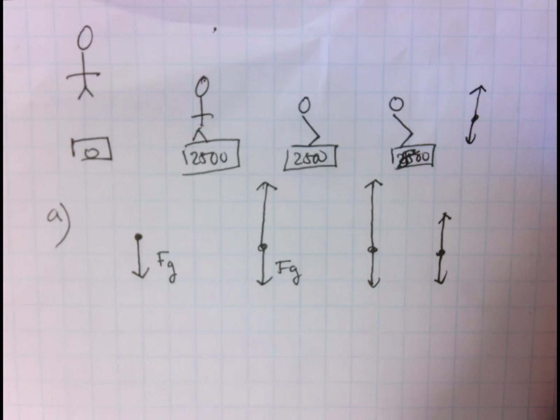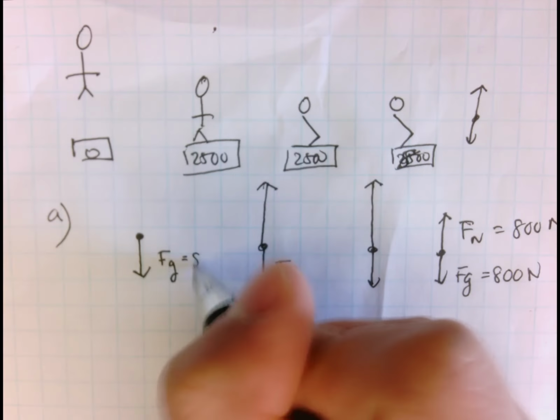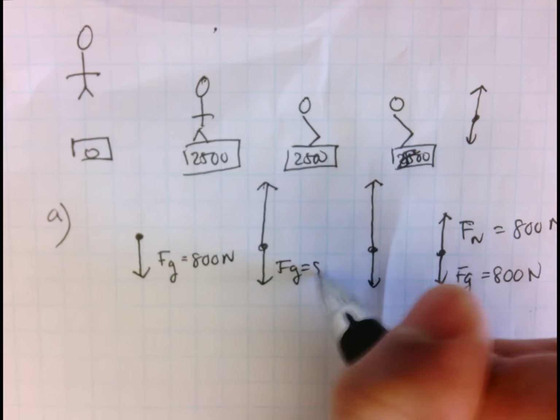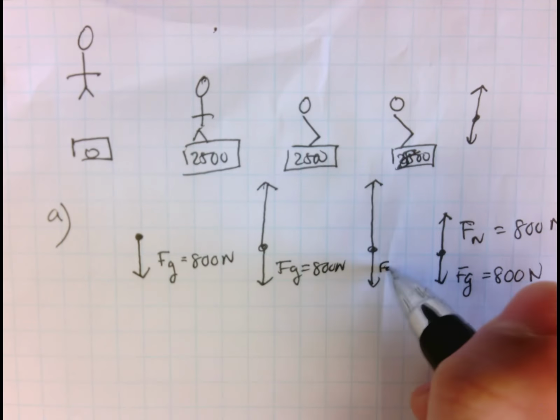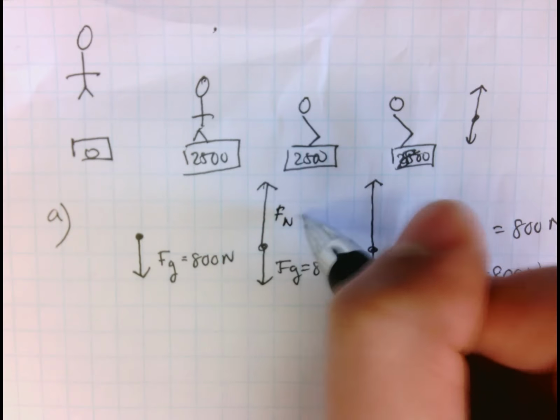So the net force is 0, which is why they're at rest. So here we can label Fg equal to 800 newtons, and then Fn is also equal to 800. So for all of these, we can label Fg as 800. And in the second and third scenario, we see that the scale reading is 2,500 newtons, and that's what the F normal will be.